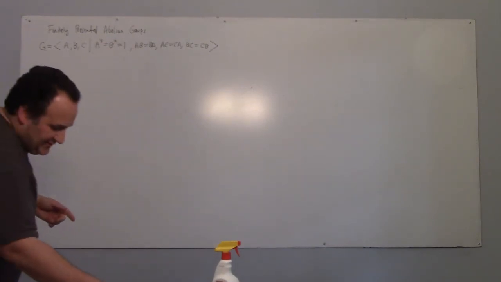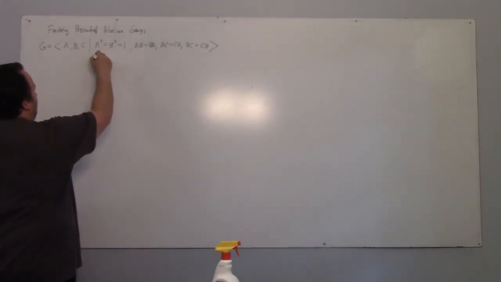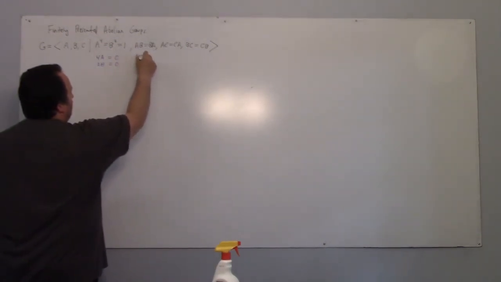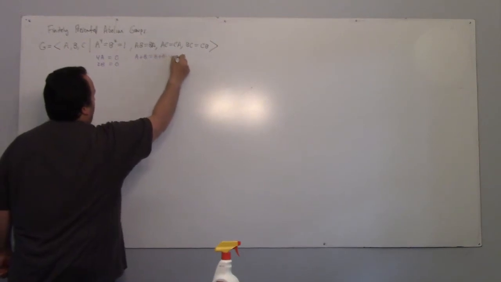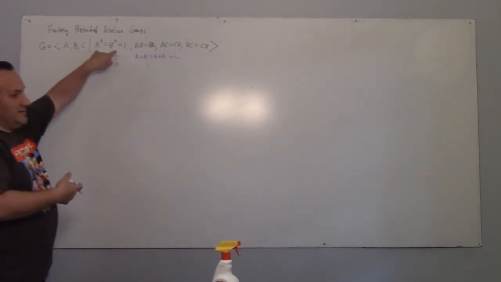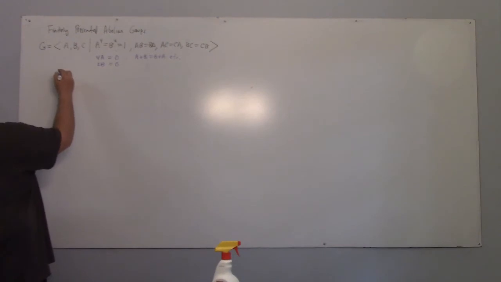His next thought is, if it's abelian, maybe it makes more sense to write this with additive notation. So in additive terms, this becomes 4a equal to 0, 2b equal to 0, and then a plus b equal to b plus a, etc. But since we're only interested in abelian groups, we don't really need the baggage of writing out all the commutation relations. We should just focus on the interesting relations, like these ones. So this group could be written instead in an additive formulation.